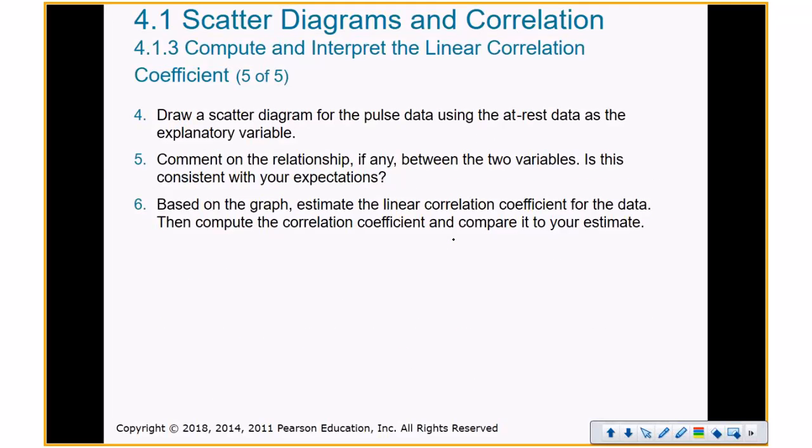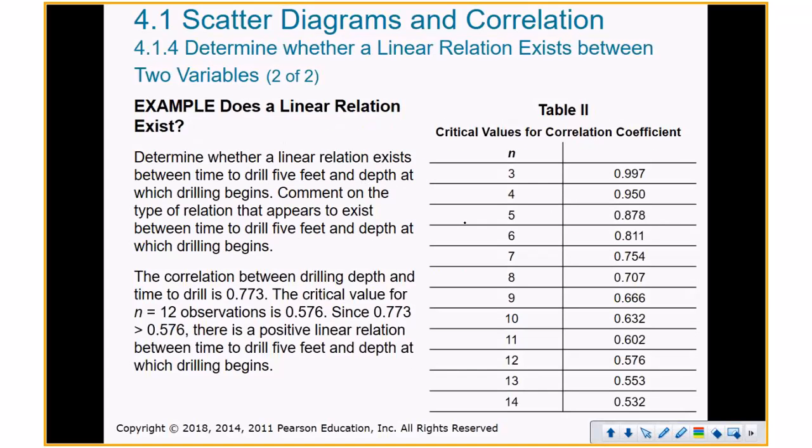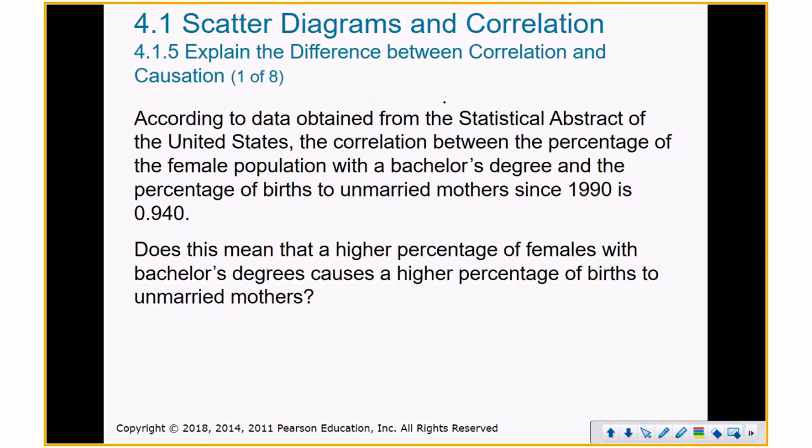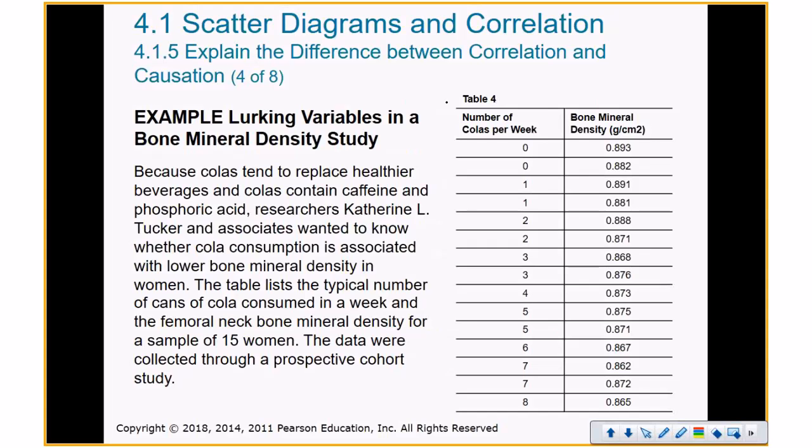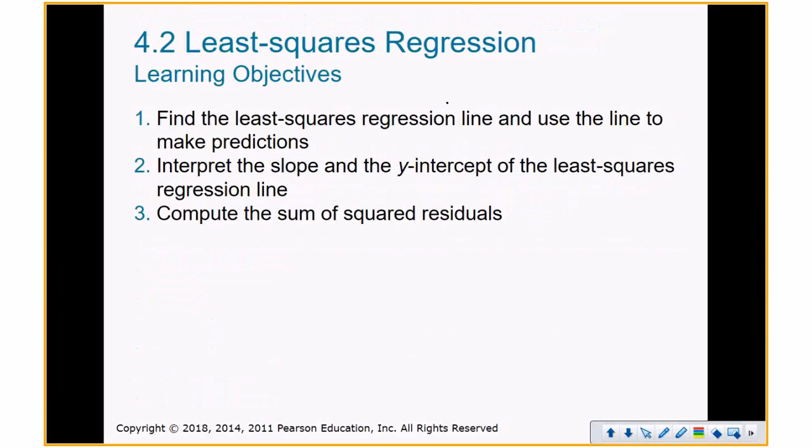Okay. Now, let's talk about correlation. We've talked about that before. And then we'll get to 4.2. Okay, correlation. We've talked about this a little bit with the Nicolas Cage movies. You can have a correlation, but correlation does not mean what? Causality. Correlation does not equal causation.